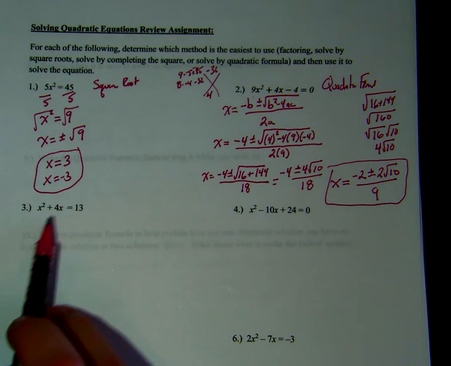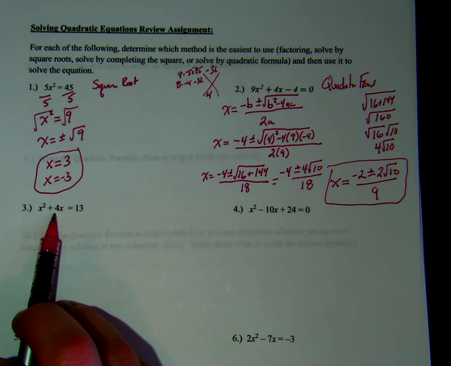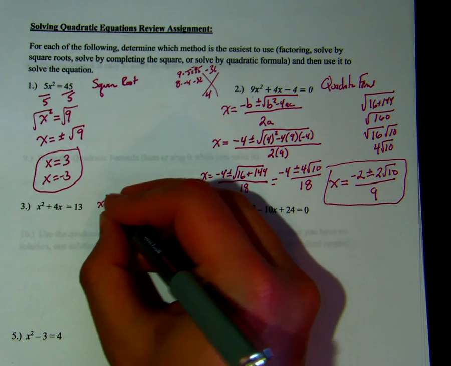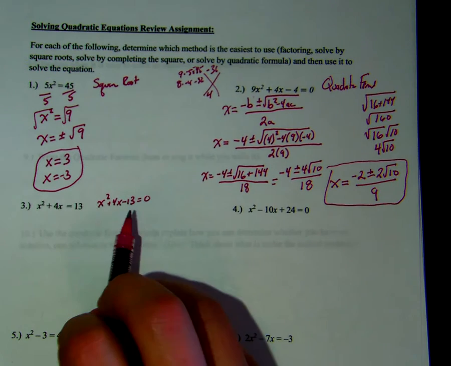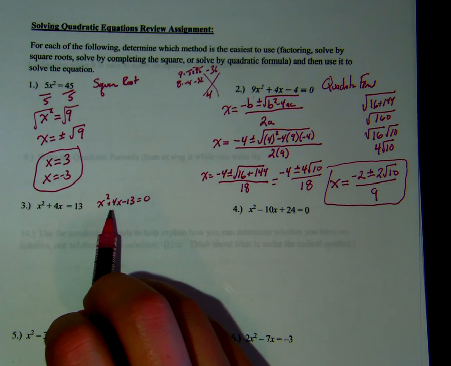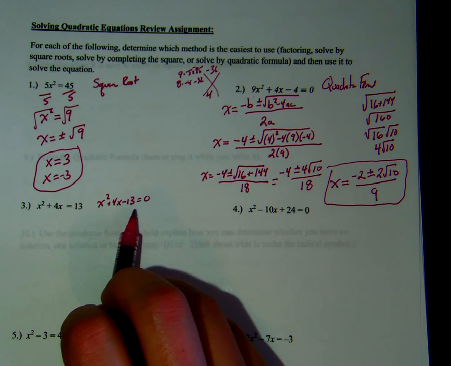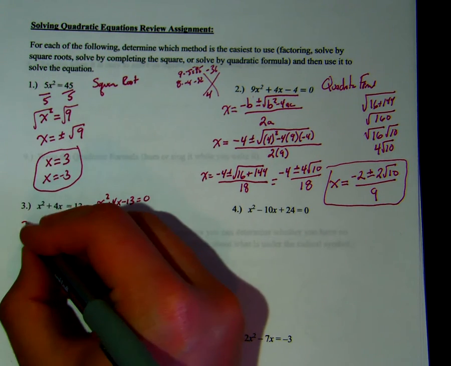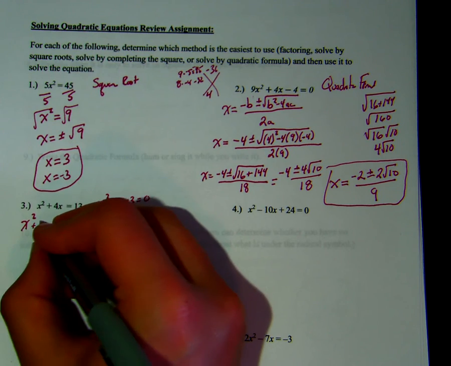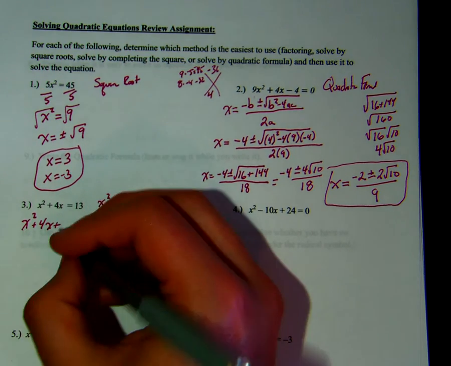Number 3, if I were to set this equal to 0, I'd have x squared plus 4x minus 13 equals 0. So looking for things that multiply to negative 13 and add to 4. 13 is prime, so it's only 13 and 1. That's not going to work. So it's not factorable. So this is definitely going to be a good spot, because the lead coefficient is 1, where I can complete the square.